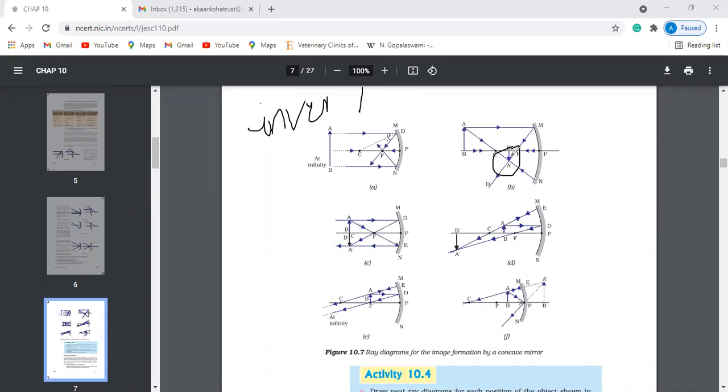We call this an inverted image because, see, the object is kept like this, correct? The image height is reversed to this. So that's why we call it an inverted image. So you should remember that. Okay, and next, see here.